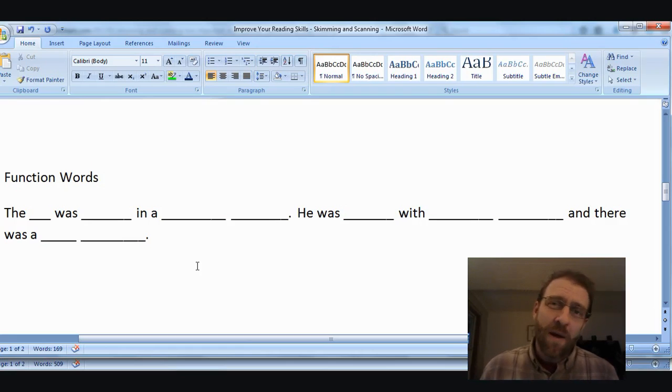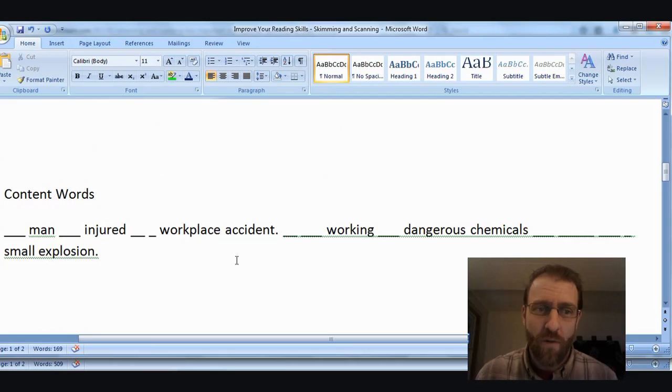So when we're skimming, when we're looking for the main ideas, the function words aren't really going to help you. What you want to be looking for is the content words. And again, looking in the headings or the topic sentence, which is the first sentence in most paragraphs, you'll be able to find the content words that tell you what's going on.